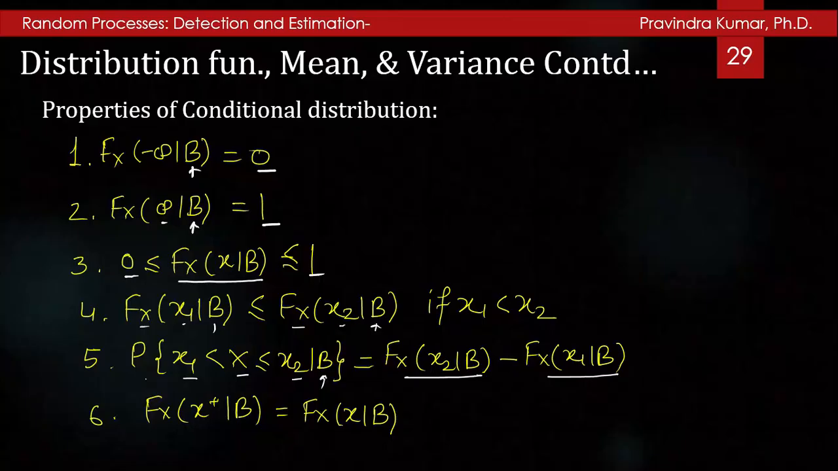is the conditional CDF at x2 minus the conditional CDF at x1. And the sixth property is that F_X(x+|B) equals F_X(x|B), so you can say this is continuous on the right. Here these characteristics have the same general meanings as in the previous CDF case.